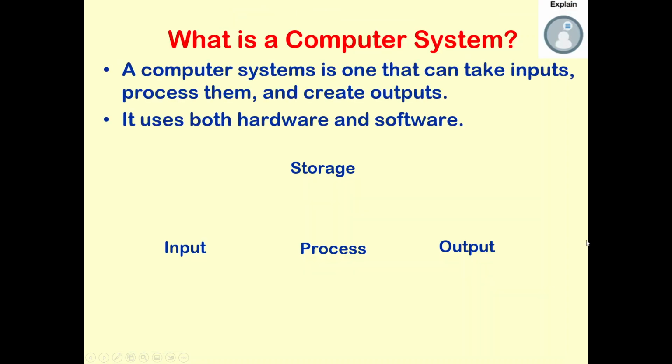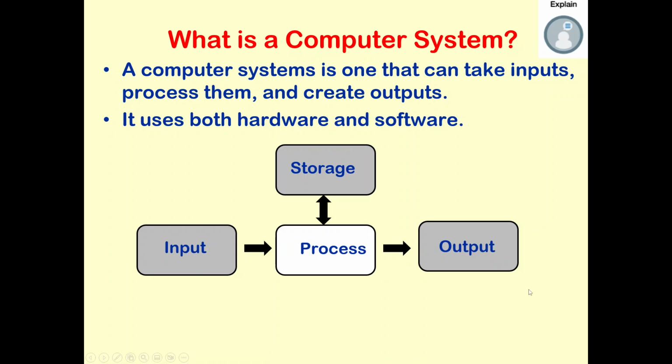Okay, start off with, what is a computer system? This is right back to the very beginning. A computer system is something that can take inputs, process them, and create outputs. And it uses both hardware and software. There's the diagram we've got there. Input, process, and it creates an output over here. And you've also got storage to store your programs so you don't lose them. Input, process, output, hardware and software.